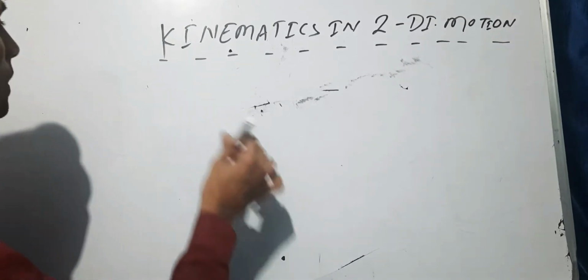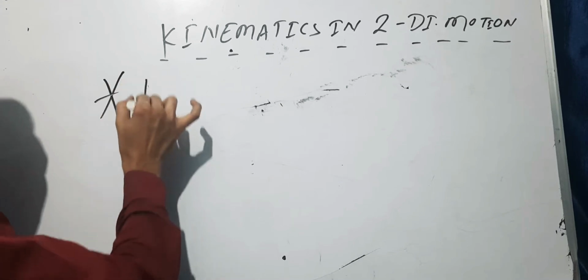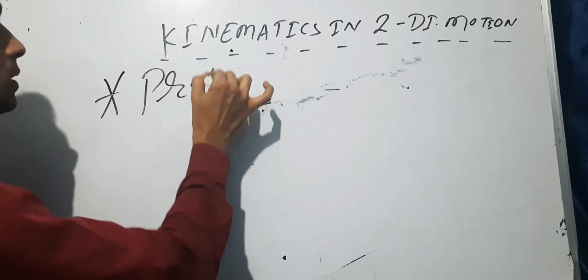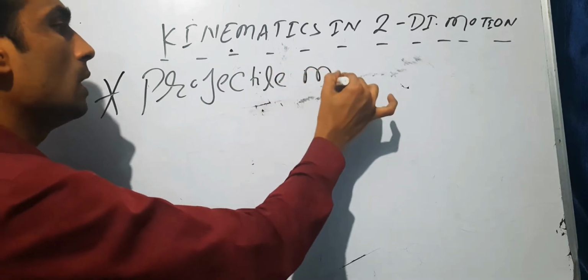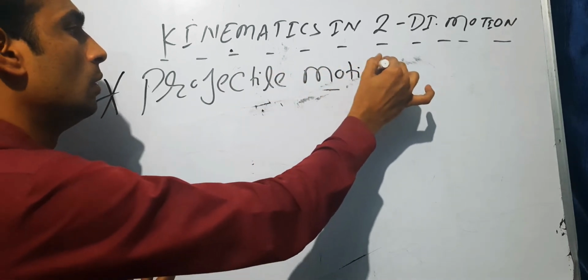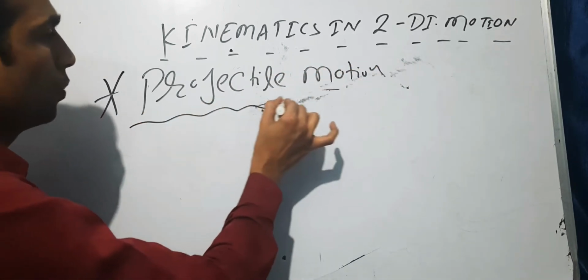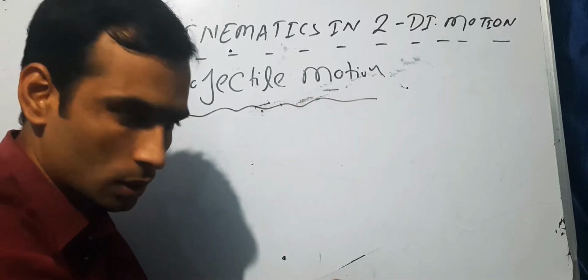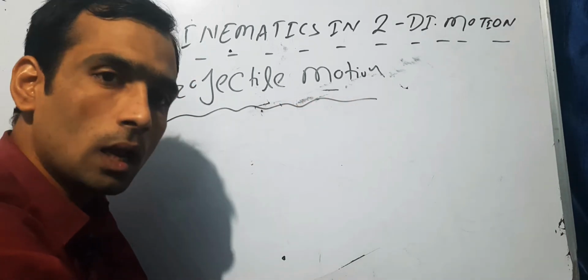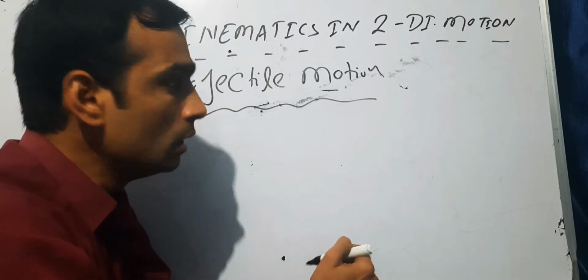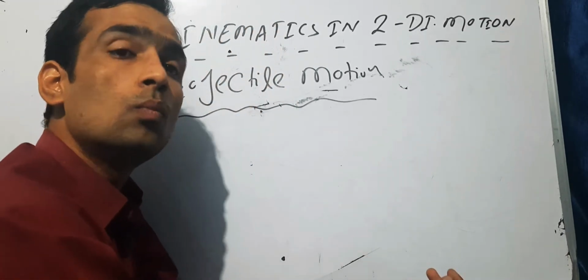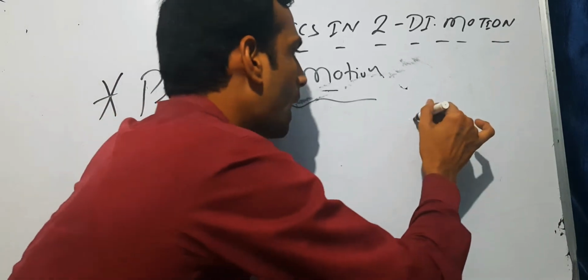Now this is projectile motion. What, student? This is projectile motion, right? What is the meaning of projectile motion? Before going to tell, I want to say something to you, because in kinematics in 1D, there is the concept of motion under gravity. What does that mean?